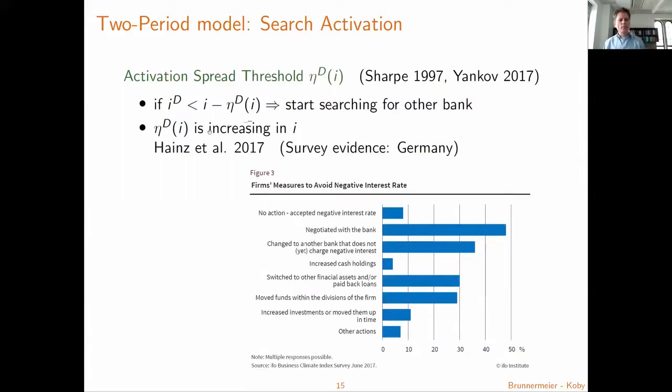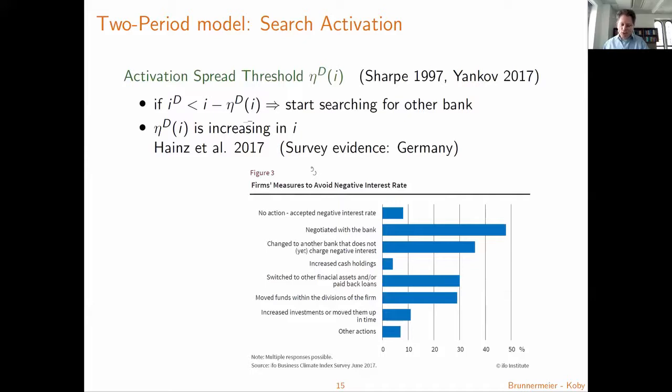And so I'm referring to some empirical survey evidence. It's from the IFO Institute. Heinz and others have conducted these surveys in Germany, and they asked, when the interest rate went negative, what did you do? And what you can see is that, to a large extent, they negotiated with the bank. Almost 50% negotiated with the bank to lower the negative interest rate on the deposits. And many times the bank was very tough on it. And then they switched to another bank, which did not yet charge negative interest rates.